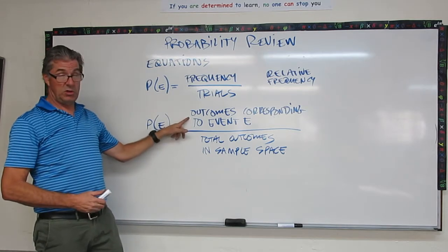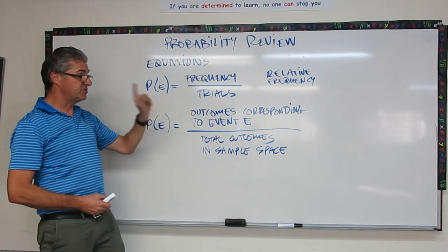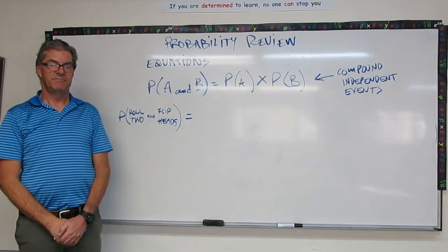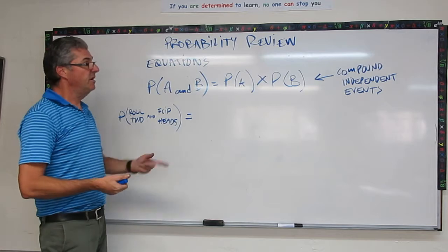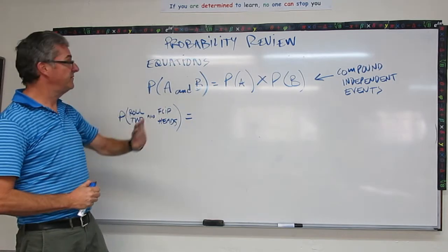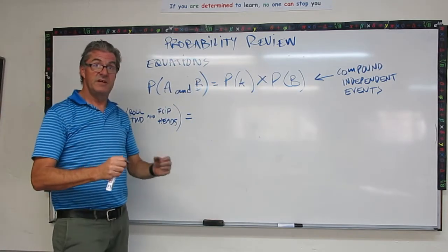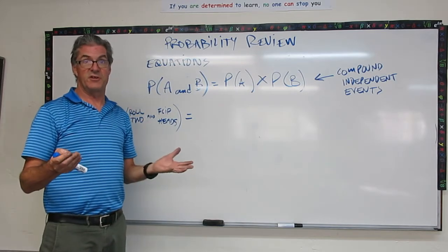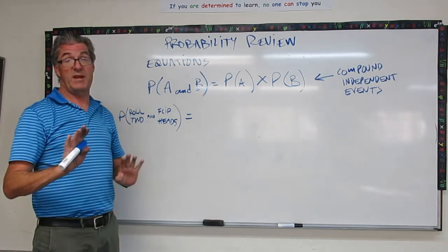So outcomes corresponding to rolling a 6 is just 1. Total outcomes in sample space, there are 6 sides on a die. Okay, we came up with another equation for compound independent events. These are 2 events that can happen together or in order, but they're independent of each other. So whatever happens in one does not affect what happens in the other.